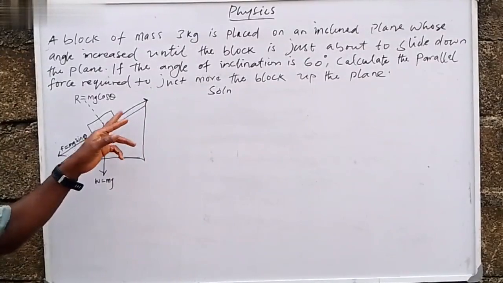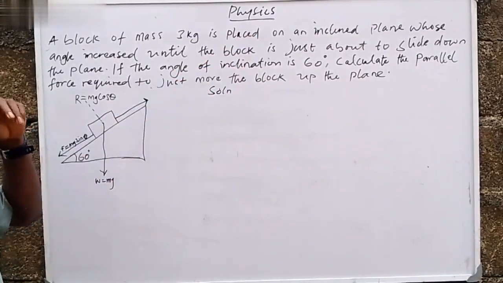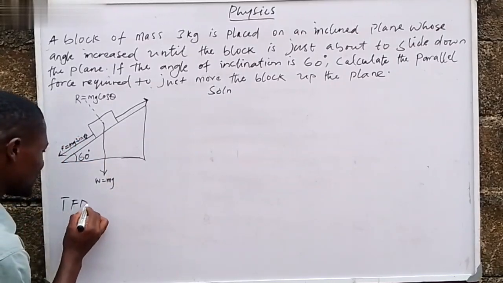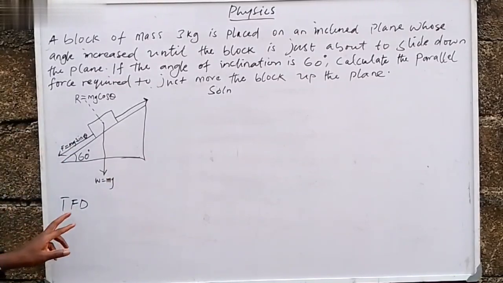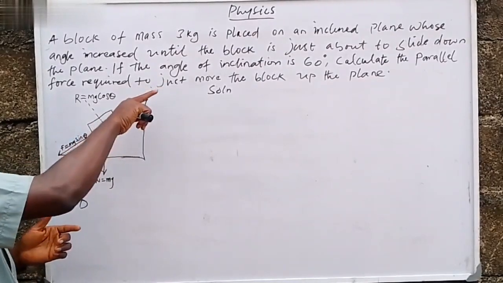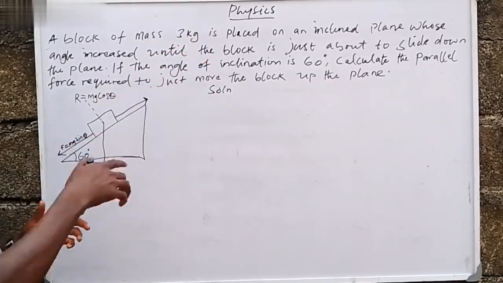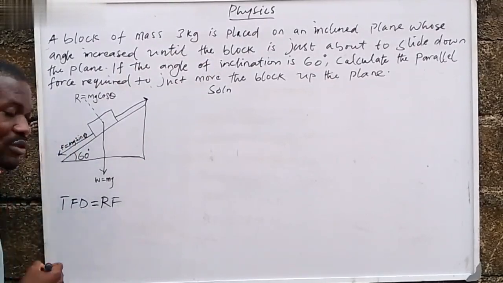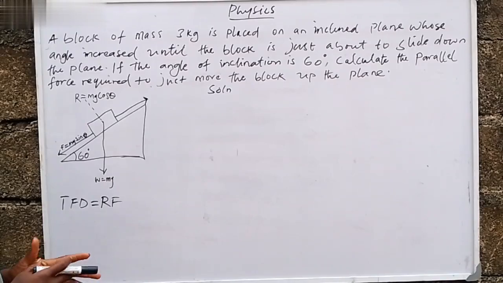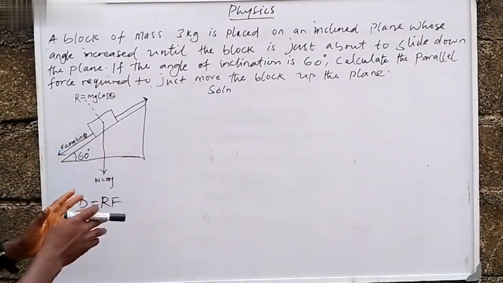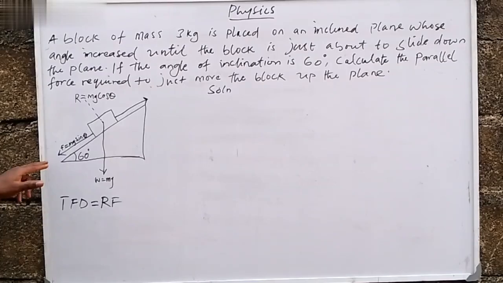To calculate the force required to make it move upward, we need to first calculate the total forces acting downward. If we are able to calculate the total forces acting downward, we'll be able to determine that. The value will also represent the required force needed to push it upward, because total force acting downward is also equal to the required force. From the diagram here, it is very clear that there is one force acting downward on the block.